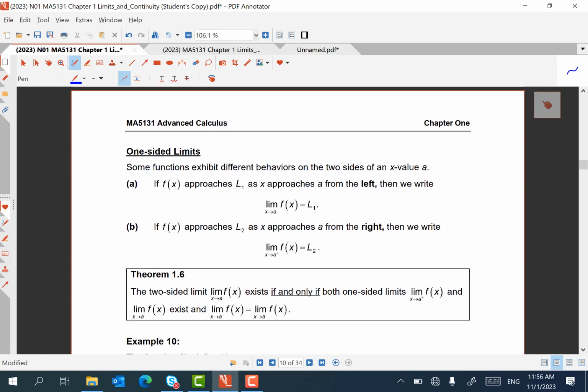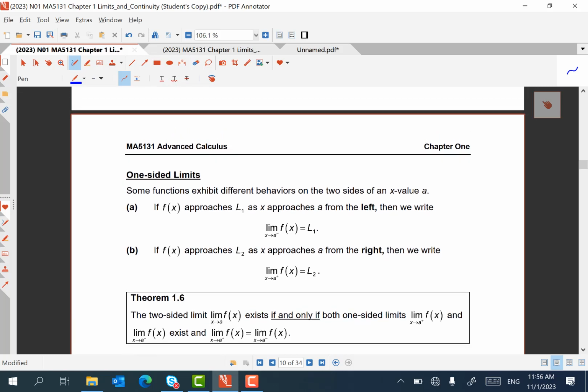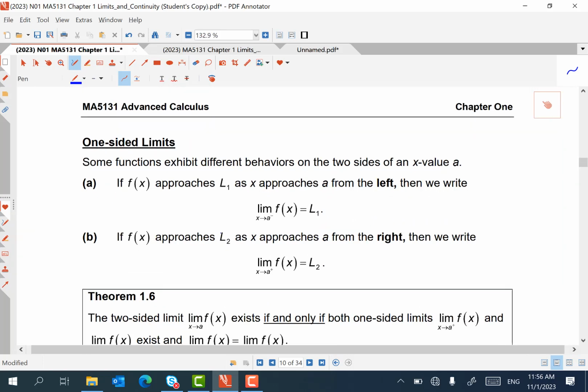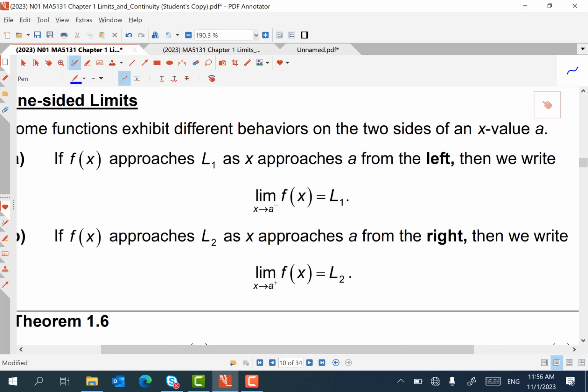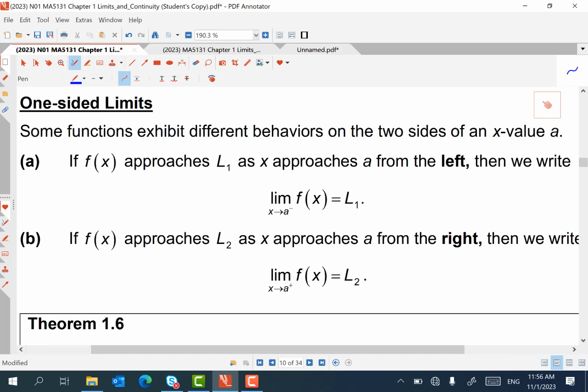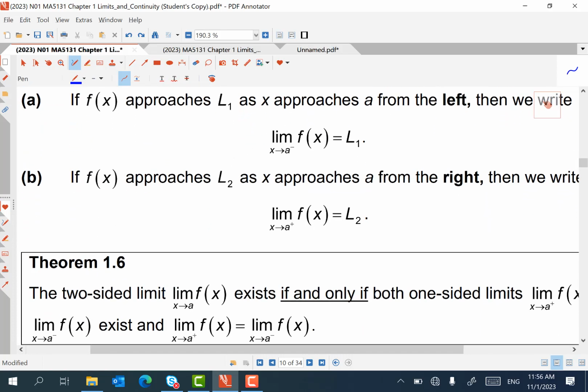Now having understood the two-sided limit that we did just now, we want to talk about one-sided limits. On this page, we want to introduce to you the concept of one-sided limit. Can someone tell me the meaning of this notation? Right. X approaches A from the left, and then X approaches A from the right.